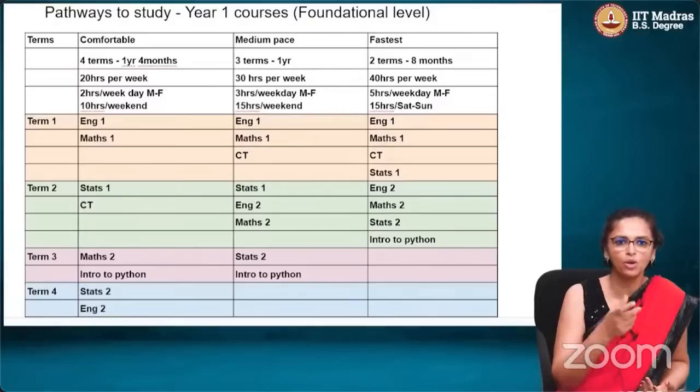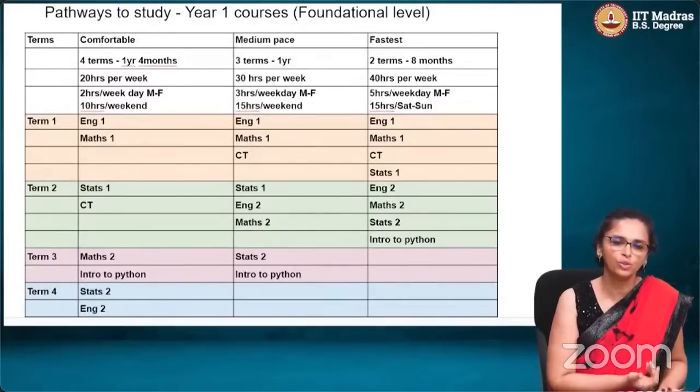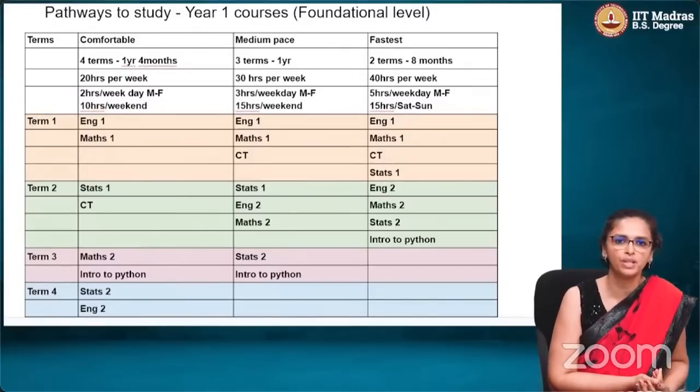And the last one, the column 1 that we are given, a comfortable pathway, is typically you take 4 terms to complete the foundation level, you do only 2 courses per term, and this is a very kind of we would say a comfortable pathway or an easy way to complete the 8 courses of the foundation level. So basically you start off with English 1, Maths 1 in term 1, then you do Stats 1 and CT in term 2, you do Maths 2 and Intro to Python in term 3 and Stats 2 and English 2 in the term 4.